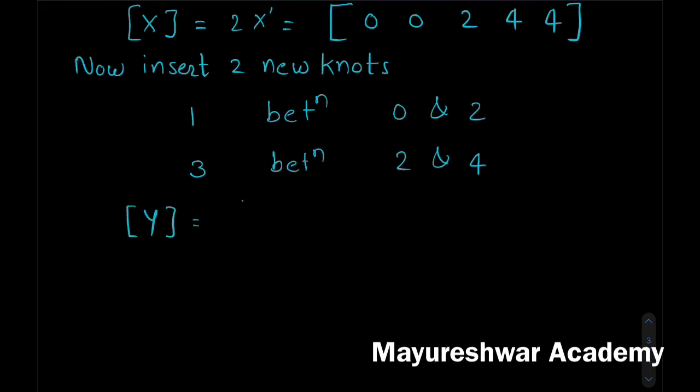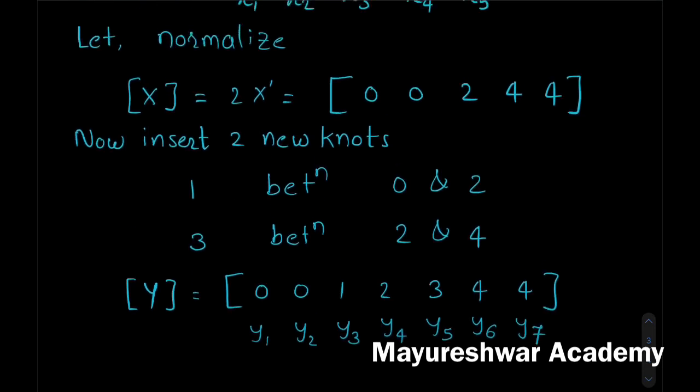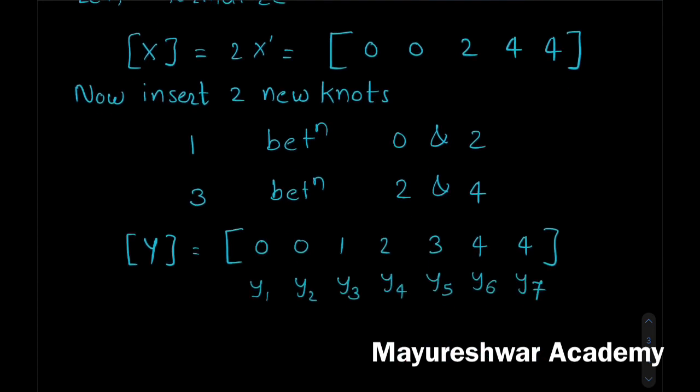So now y comes out to be 0, 0, 1, 2, 3, 4, 4. Kindly note these: y1, y2, y3, y4, y5, this is y6 and y7. These are the new important values of y. X is these 5 values.